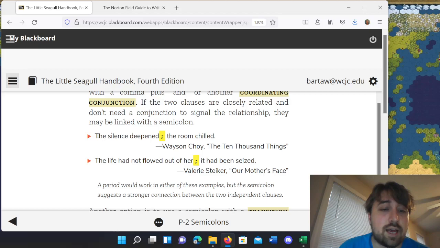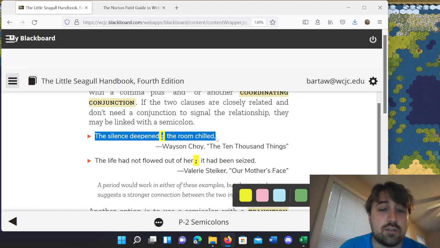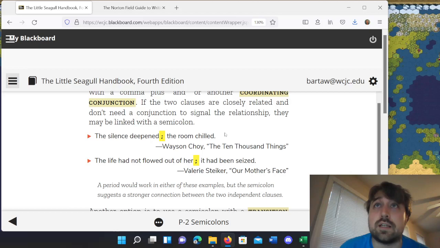So we have here, the silence deepened; the room chilled. Each of these could be their own sentence, but we can put the semicolon in between instead, and that connects the two. So when we say the silence deepened; the room chilled, with the semicolon in between, it indicates that both of those are related ideas. Those things are both describing the same thing that's going on in that circumstance, in that room, right?